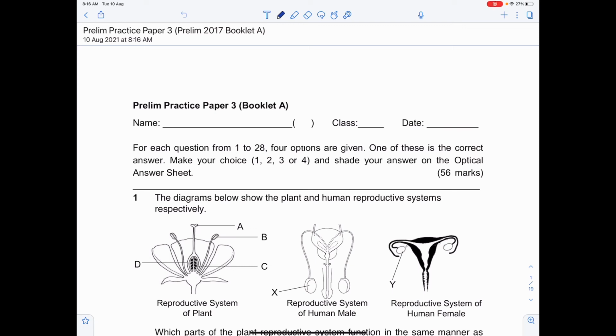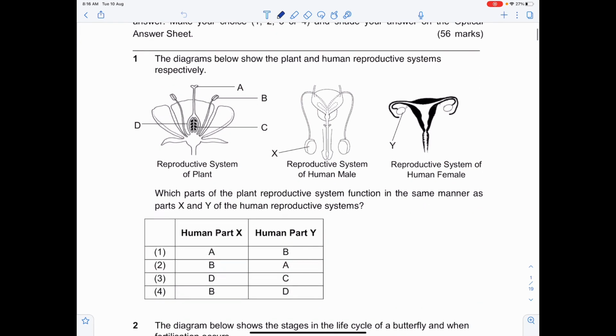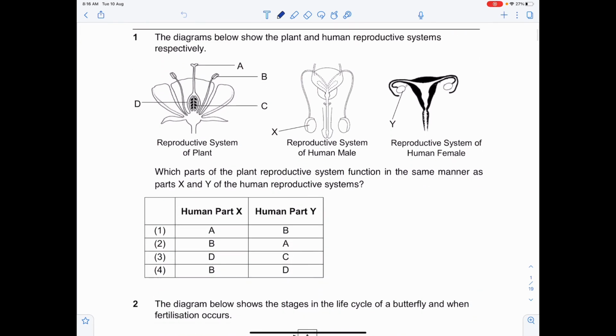Good day. Today we'll be looking at Prelim Practice Paper 3, Booklet A. For the first question, straight off the top, I see the words, the reproductive systems, plant and human.